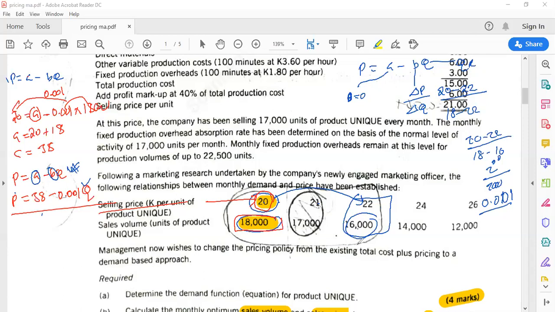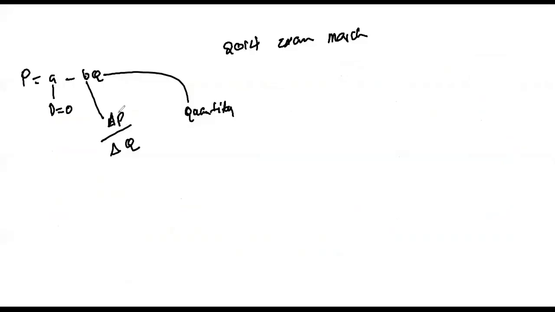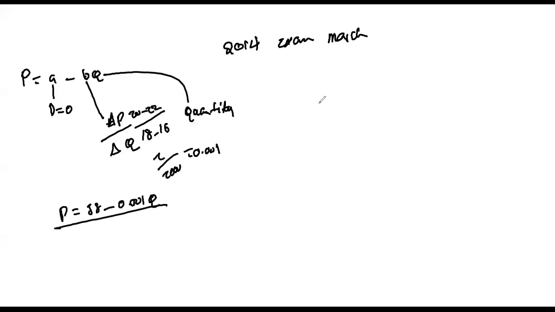There, if you want the demand function, we know that here, this figure, there was the 20 minus 22, and then we did over 18 minus 16,000, which has given us 2 over, how much is that? 18 minus 16 is 2,000. And then we found 0.001. And then we found our equation to be P is equal to 38 minus 0.001 Q. That's our demand function there. We did some maths, ABCD. Okay, so now let's go back.